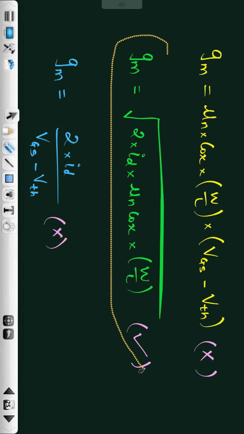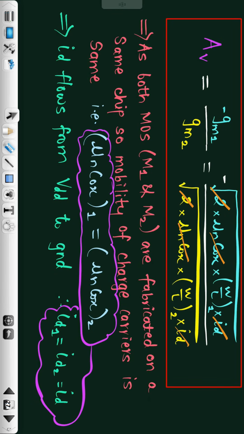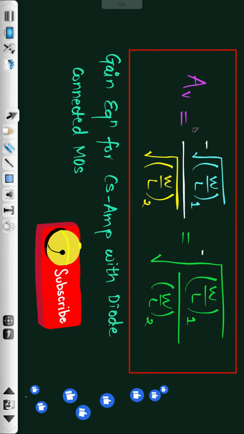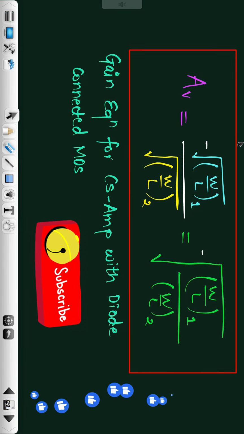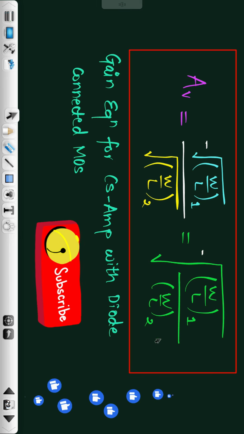Why we prefer to go with this one, I have explained in the longer video. If you want to understand that, you can watch that video. And why we are skipping the other two equations of transconductance, I have explained that very well too. Now you see, 2 mu n Cox and ID are constants, so they will cancel, and what we essentially have is the gain offered by a CS amplifier with a diode connected MOSFET. It will be equivalent to minus the square root of W by L1 divided by W by L2. I hope you understood the concept.